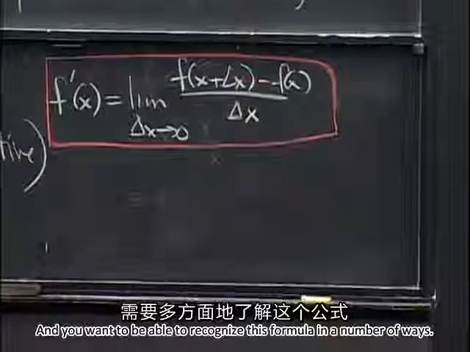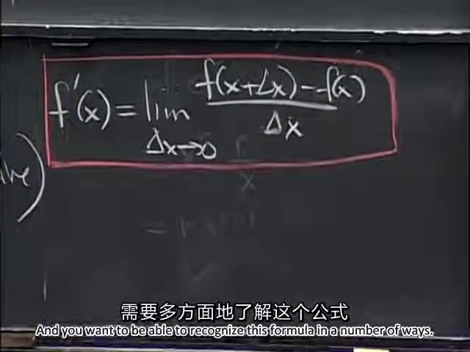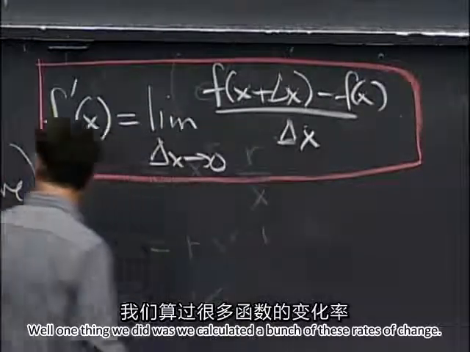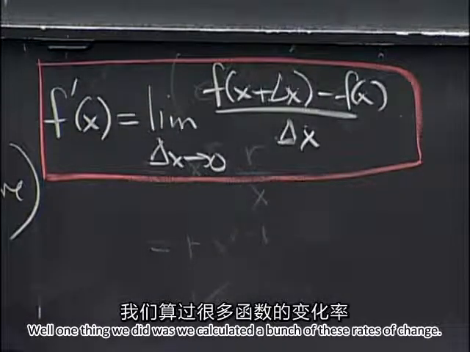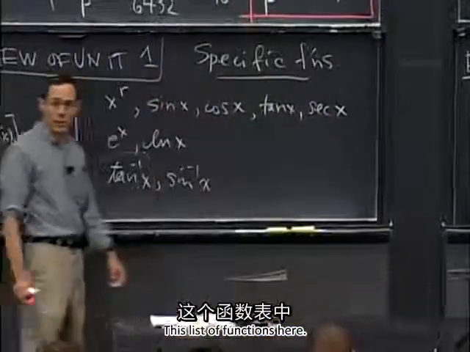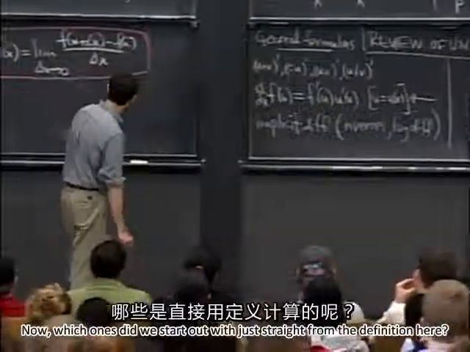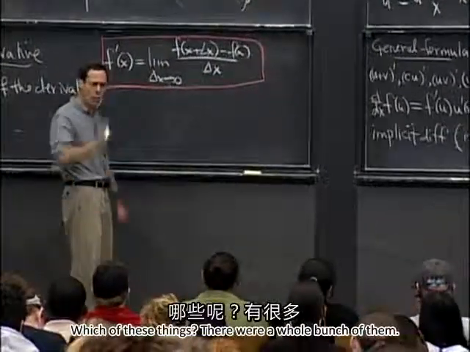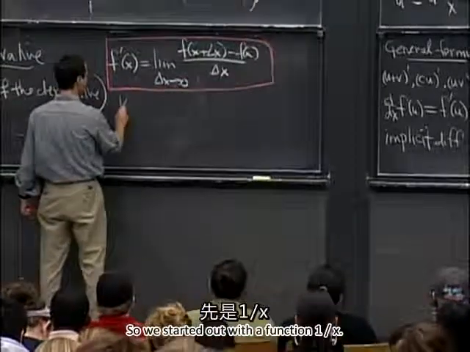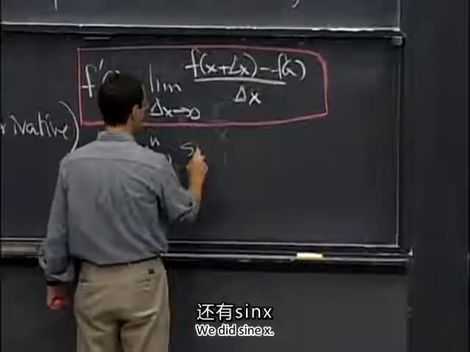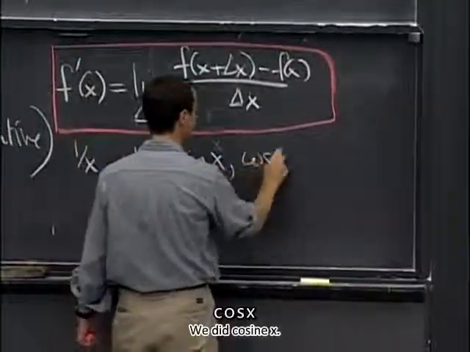So how did we use this? Well, one thing we did was we calculated a bunch of these rates of change. And in fact, more or less, they're the ones which are written right over here, this list of functions here. Now, which ones did we start out with just straight from the definition here? There were a whole bunch of them. So we started out with a function 1 over x. We did x to the n. We did sine x. We did cosine x.